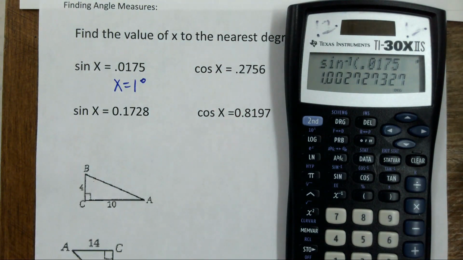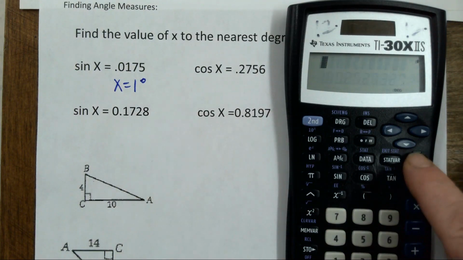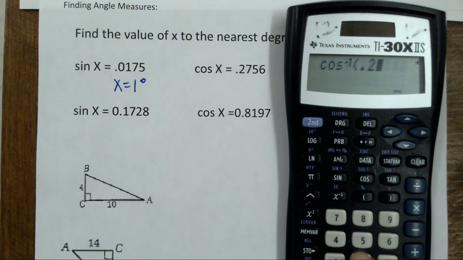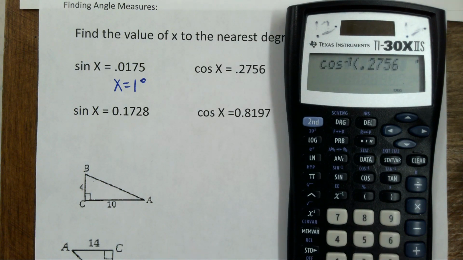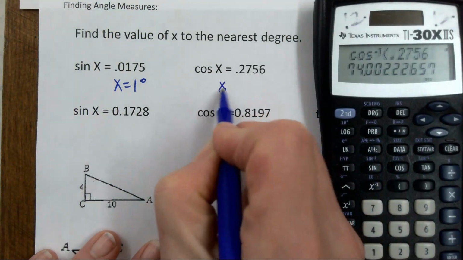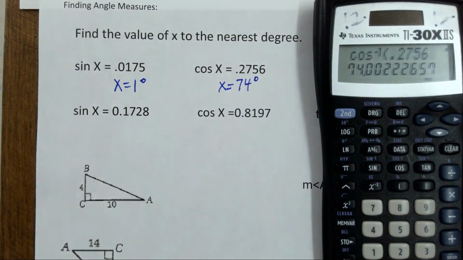I've only done sine up to this point, but I can use the other trig functions as well. So I'll use the cosine for the next one. I just have to do the cosine inverse of that decimal, 0.2756. Hit enter, and that makes 74 degrees. So x here is 74 degrees. Anybody having an issue on their calculator plugging that in and getting that value? Okay, so first of all, make sure that you are in degrees and not radians. And then also make sure that you're using the inverse key.